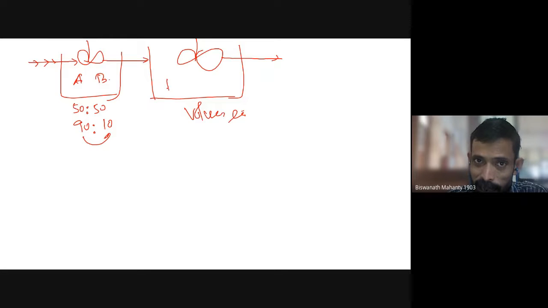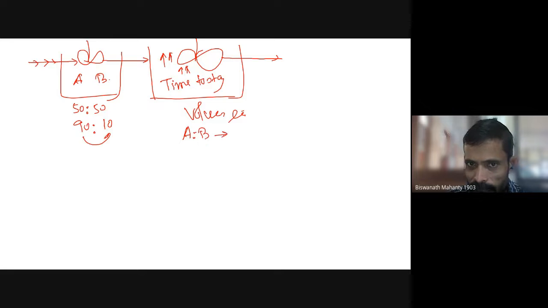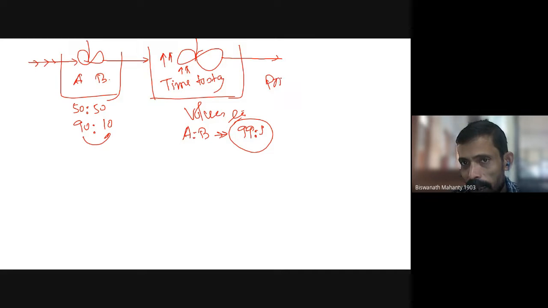The residence time, they will get more time to stay. That means normally you see B is nearly being cleaned up, but as I am allowing more time here, A can have more proliferation and B will also have, but a little bit lesser. That means I am increasing the ratio of A and B further. For example, I am now making a 99:1 possibility. What does it mean? It means I am increasing the possibility of recovering the desired microorganism.